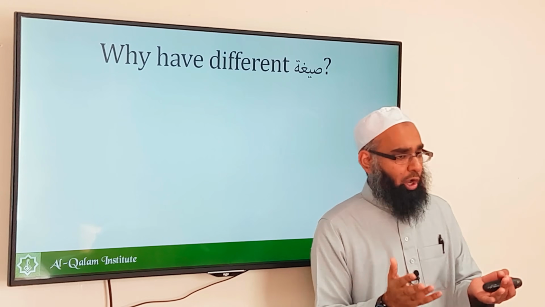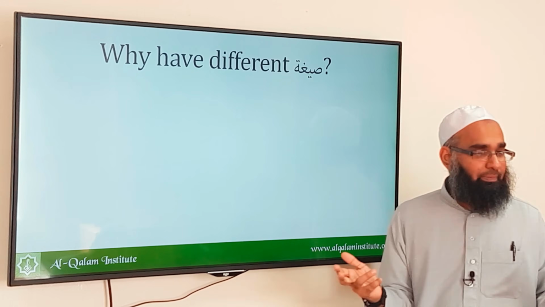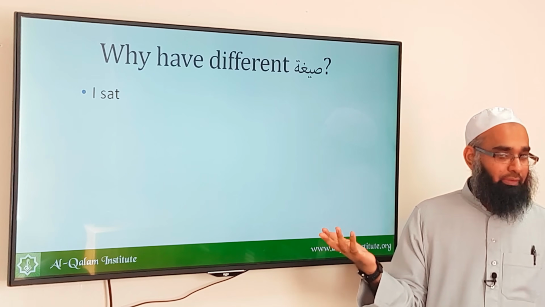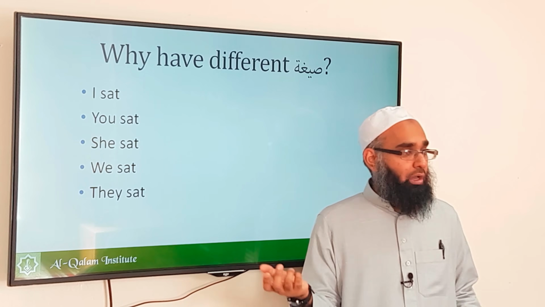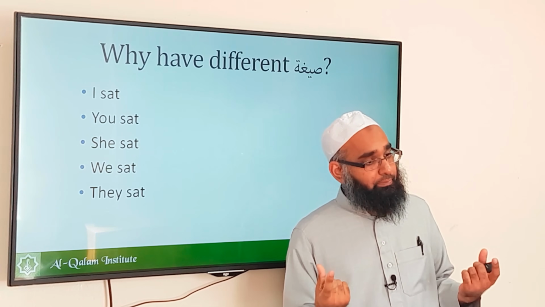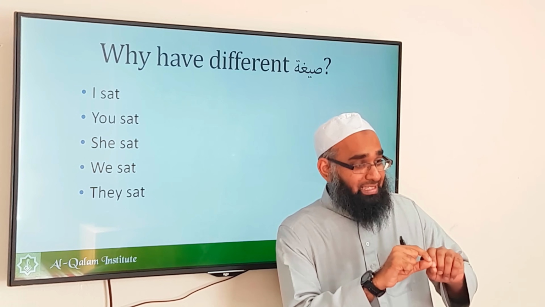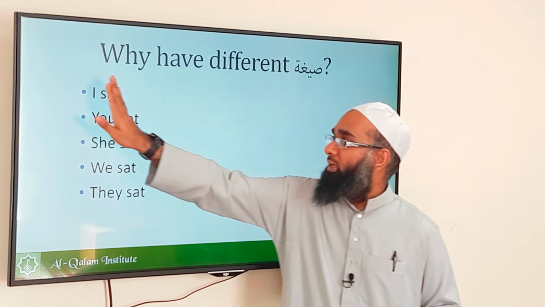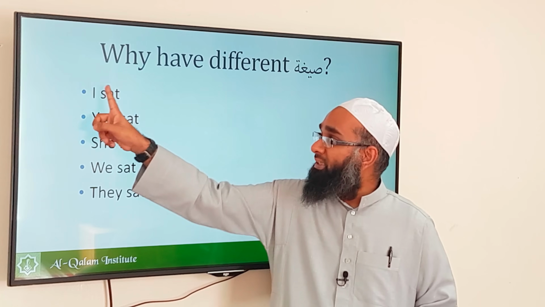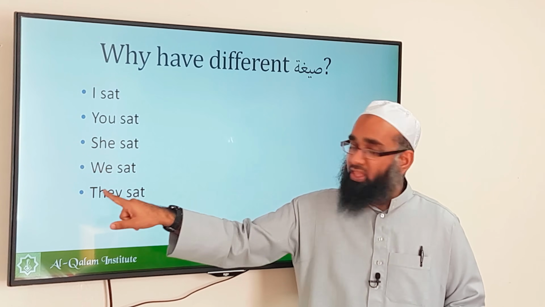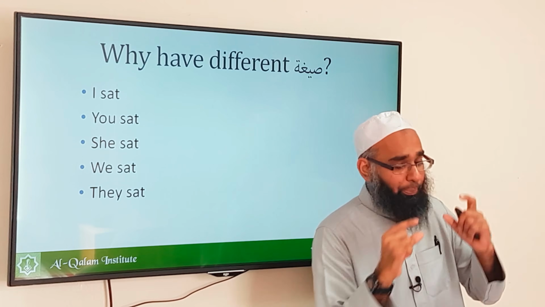So you might have figured it out by now. Let me explain why you have a sigha. Look, in English what do you have? I sat, you sat, she sat, we sat, they sat. What are these sentences made up of? How many words? Two, because the subject is separate. You have to mention the subject separately: I, you, she, we, they.